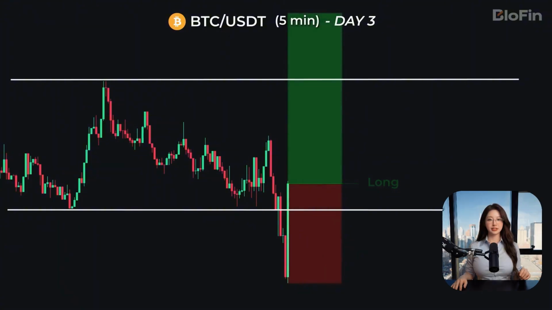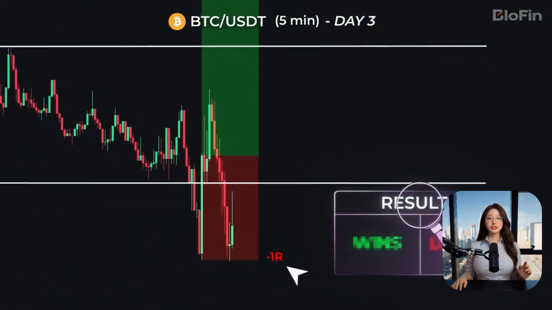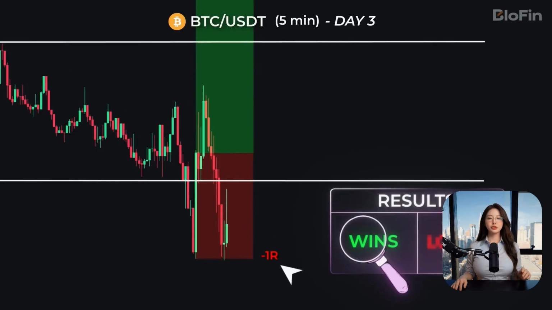Take profit at 2 times risk. And here the trade actually ended up being a loss. So this would be a 1R loss. Now, the reason I'm showing you this is because I want to be fully transparent about the results of this strategy. I'm not only going to show you the wins, but also the losses.